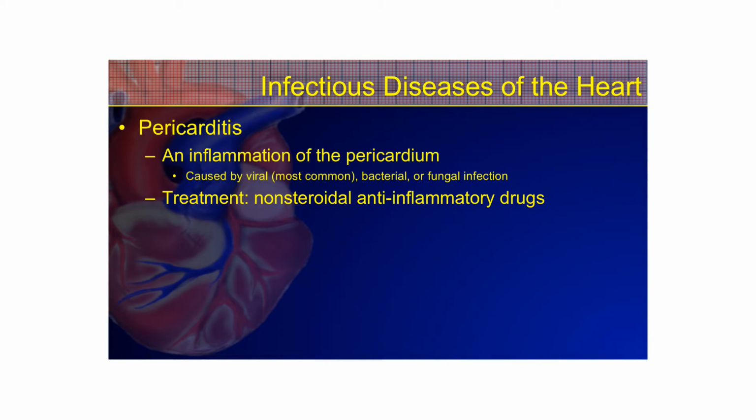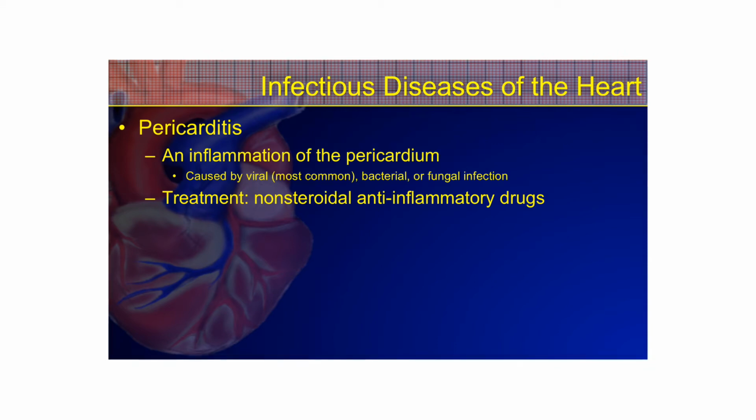Another type of infectious heart disease is pericarditis. All right, pericarditis is an inflammation of the pericardium. It's caused by either a viral, which is the most common, bacterial, or occasionally a fungal infection. And in many cases, no cause can be identified. It's what we call idiopathic pericarditis.